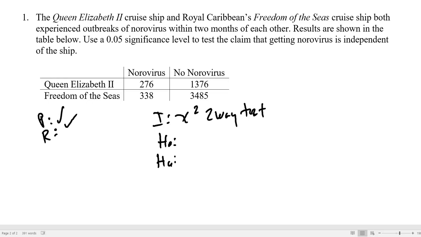our two categories. Queen Elizabeth and Royal Caribbean both experienced outbreaks of norovirus within 2 months of each other. Results are shown in the table below. Use a 0.05 significance test that getting the norovirus is independent of the ship. Okay, so it's going to be the ship type and norovirus outbreak.